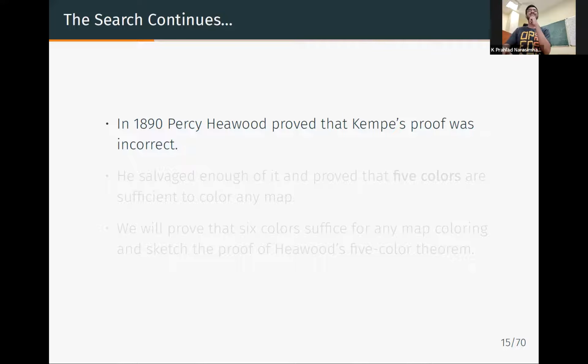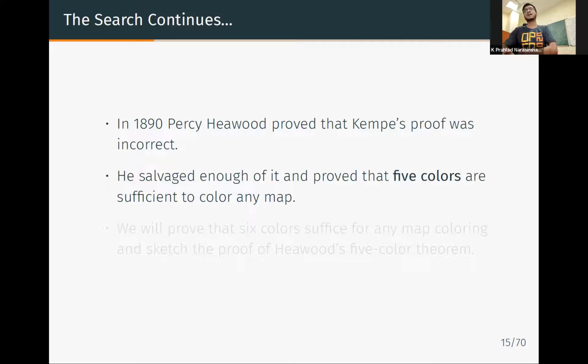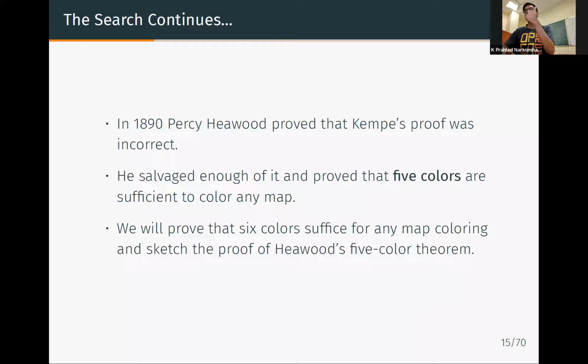So in 1890, Percy Heawood proved that Kempe's proof was incorrect. And this was a bombshell, right? It took 10 years to find the problem with the proof. And when they found it, everyone was obviously taken aback. However, he salvaged enough of the proof and proved that 5 colors are sufficient to color any map. So what we will do is prove that 6 colors are sufficient, and we will, if we have time, sketch a proof of Heawood's theorem.